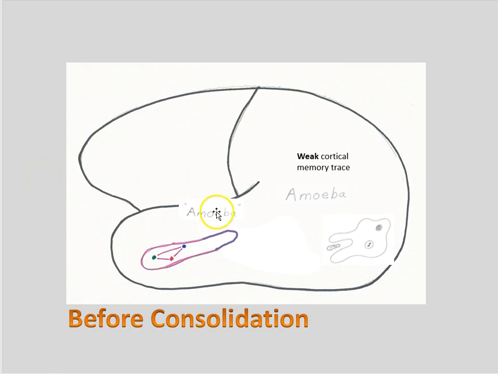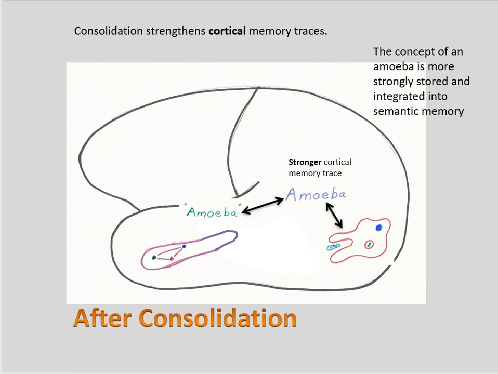So before consolidation, we can indicate weak memories in the cortex using black and white, and it's kind of faint here. We have the concept of an amoeba, we know what the word is and maybe what they look like, etc. So that's before consolidation. After consolidation, we have stronger cortical memory traces, and they are linked together, and so this is part of our semantic memory at this point.